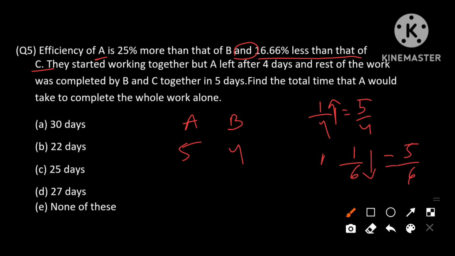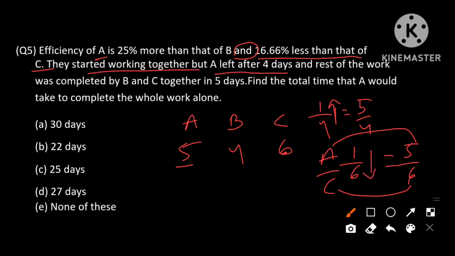So it is talking about A and C. A is 5 means C becomes 6. So these are the efficiencies. Now it says that they started work together, but A left after 4 days. So all together worked for 4 days is compulsory. 5 plus 4 plus 6, which will be 15 units. 15 units worked for 4 days, so totally 60 units is completed.